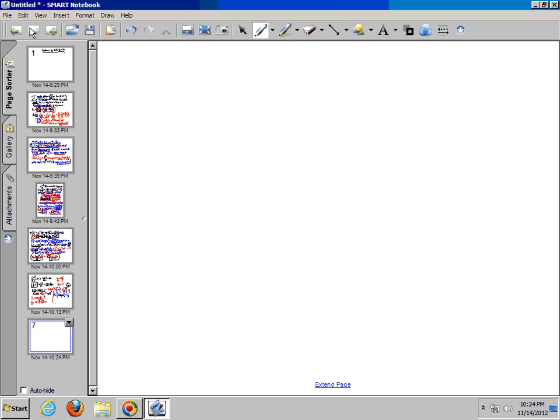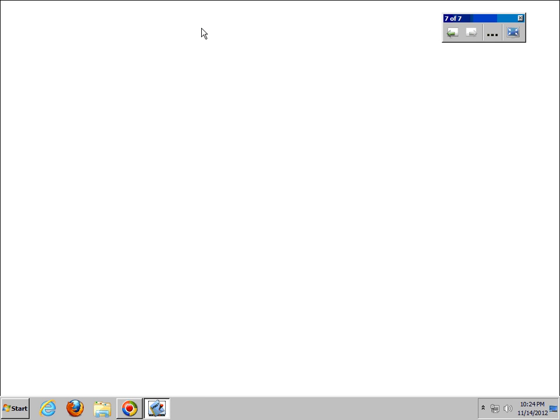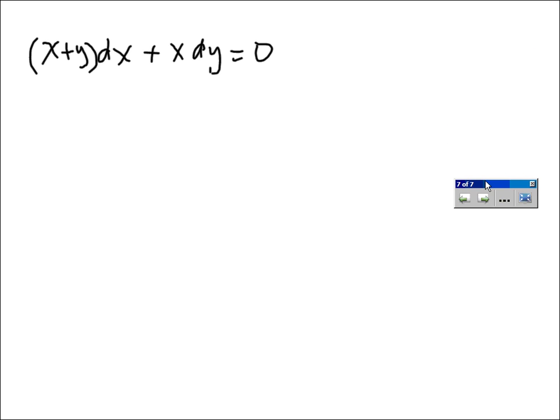Try not to make some silly mistakes. Suppose you have that (x plus y) dx plus x dy is homogeneous. That is, M and N are both homogeneous functions of the same degree. Let that be given. Now I have two choices.